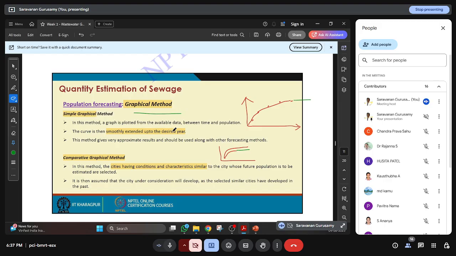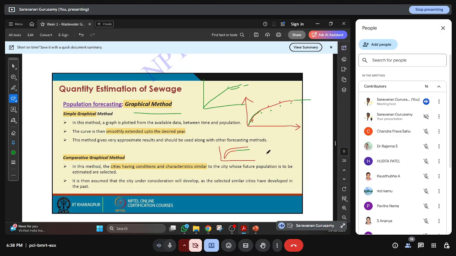Then graphical method. The graphical method is useful when we know the growth rate properly. See, I have populations for 2050, 2060, 2070, 2080, 2090, 2000. I know the growth pattern, right? It's going in this manner. So if I extend the growth curve, I can find the 2025 value, right? If the growth is going like this, then after this it's again going to go like this only. This is extension, the simple graphical method.